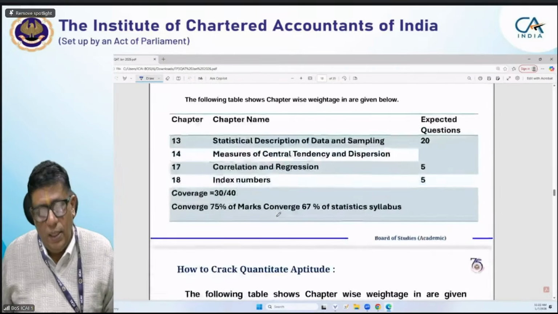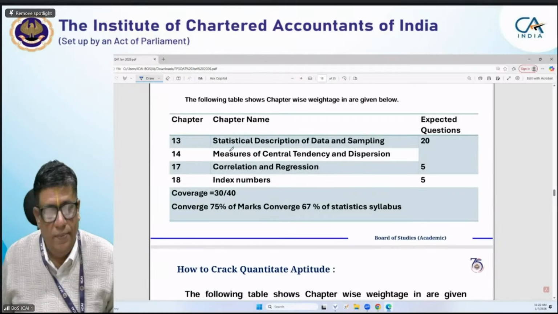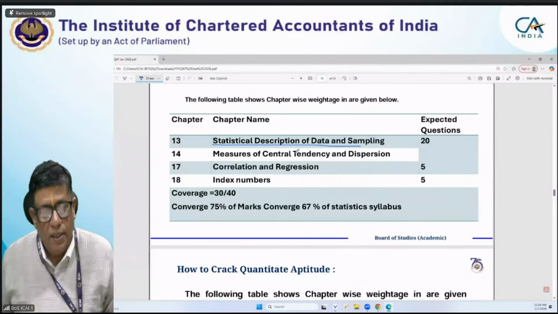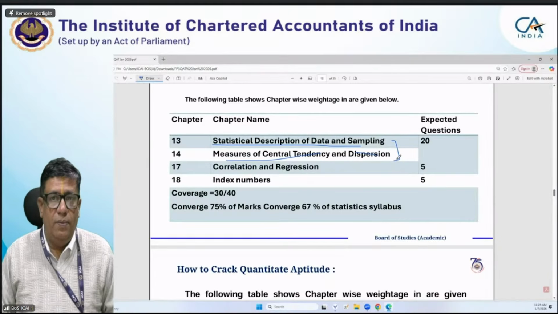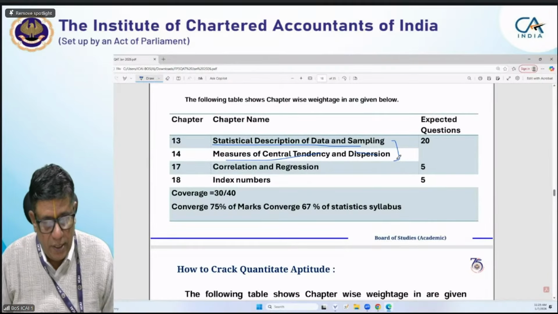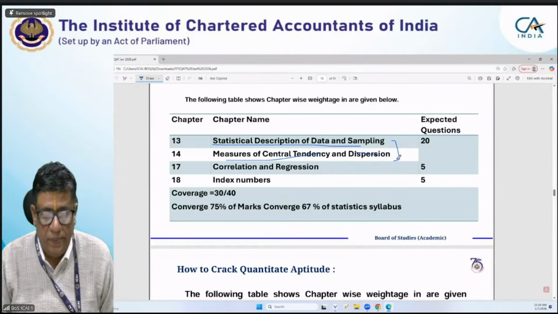Now the statistics part that we are going to discuss here. Statistical description of data and sampling, and measures of central tendency and dispersion. These 2 chapters are the major, very important ones of the statistics part.